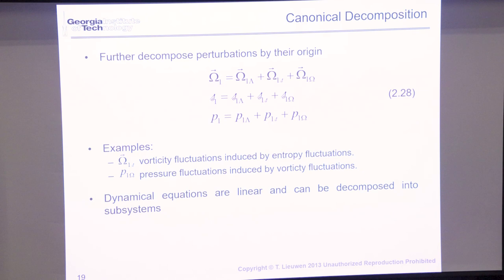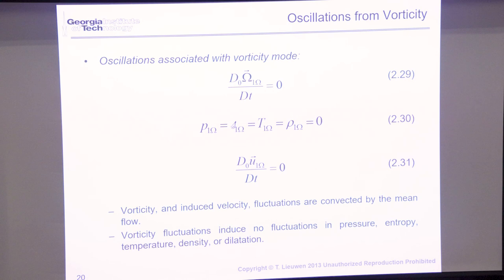So let's summarize what these look like. Again, this is in a world where background flow is homogeneous, where everything's linear. In that case, how does this vorticity mode manifest itself? Well, it manifests itself as vortical disturbance. This is an equation for vorticity. This is an equation for velocity. It manifests itself as vorticity and velocity oscillations that move with the flow.